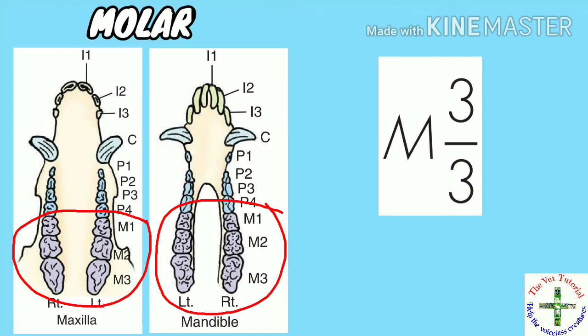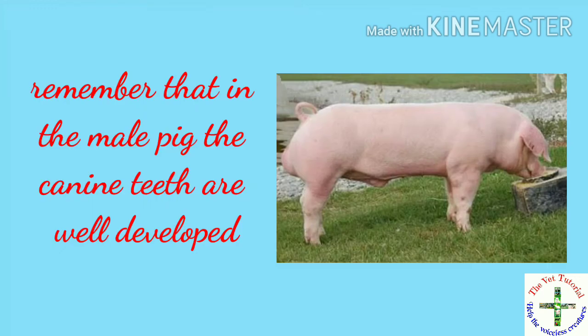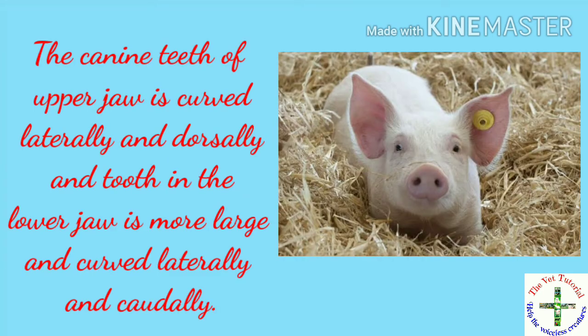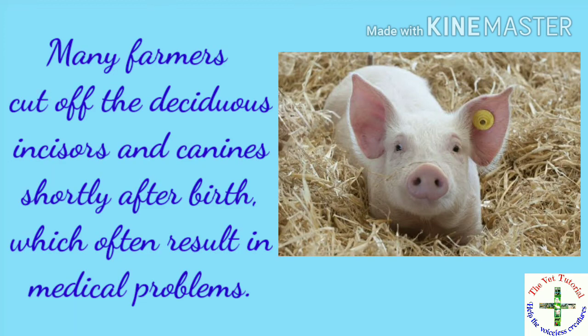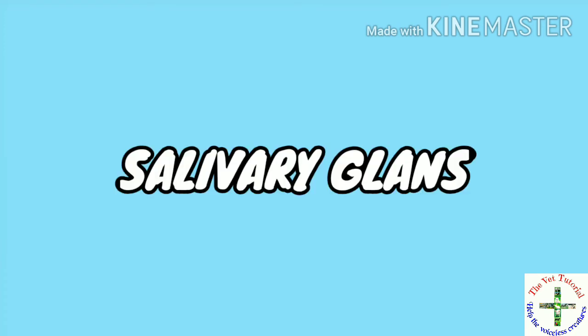And remember that in the male pig, the canine teeth are well developed. The canine tooth of the upper jaw is curved laterally and dorsally, and the tooth in the lower jaw is larger and is curved laterally and caudally. Remember that many farmers cut off the deciduous incisor and canine shortly after birth, which often results in medical problems. Then let's study about the salivary glands.